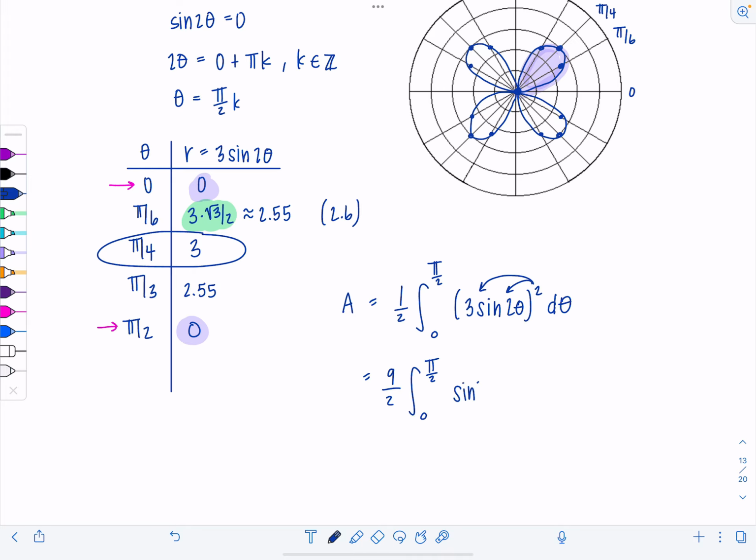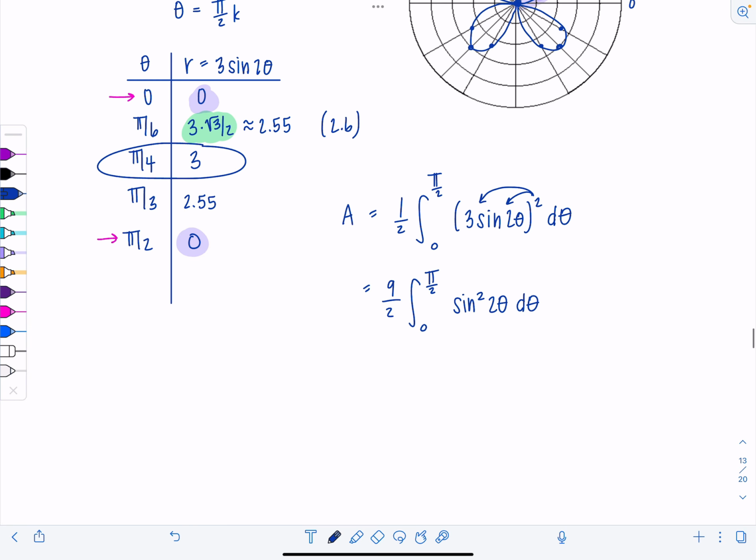It will make life so nice. Sine squared 2 theta d theta. To integrate sine squared or cosine squared, we always use our half angle identity. So this is 9/2 integral 0 to pi over 2. I'm going to replace it with 1/2 times 1 minus cosine, and then you always double whatever angle is there. So in this case, it's going to become 4 theta d theta.